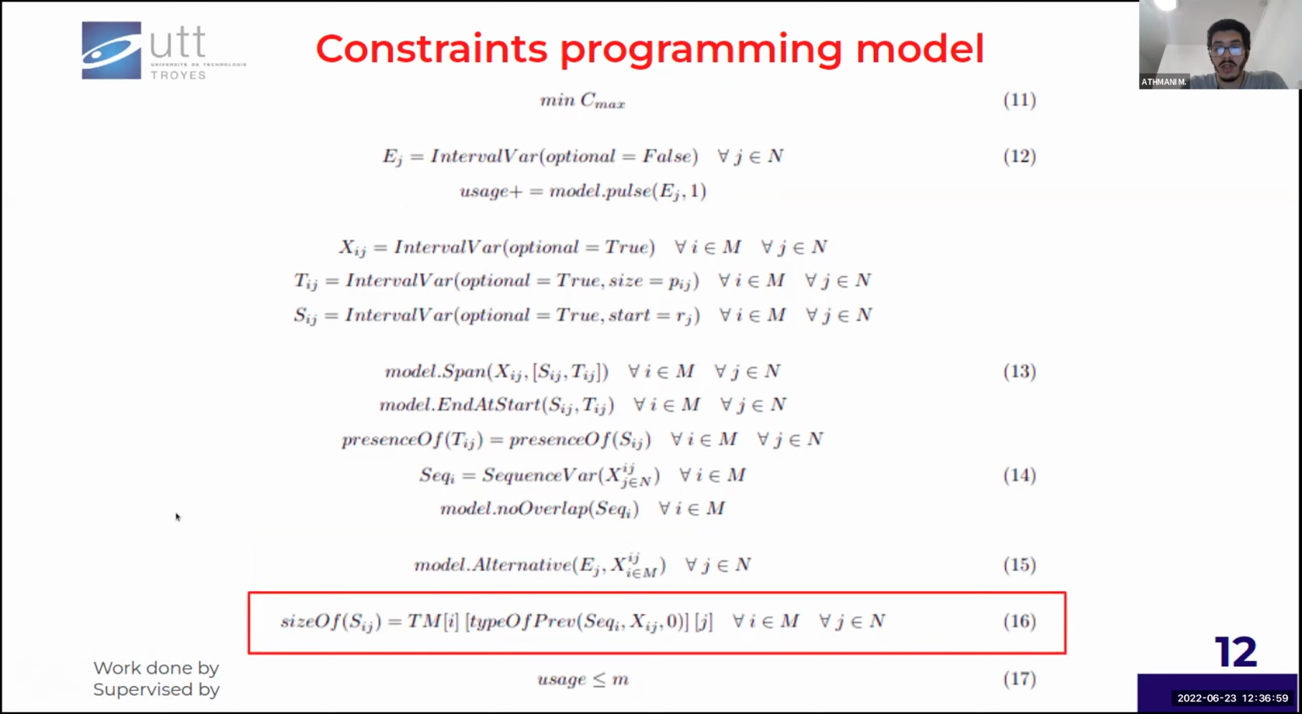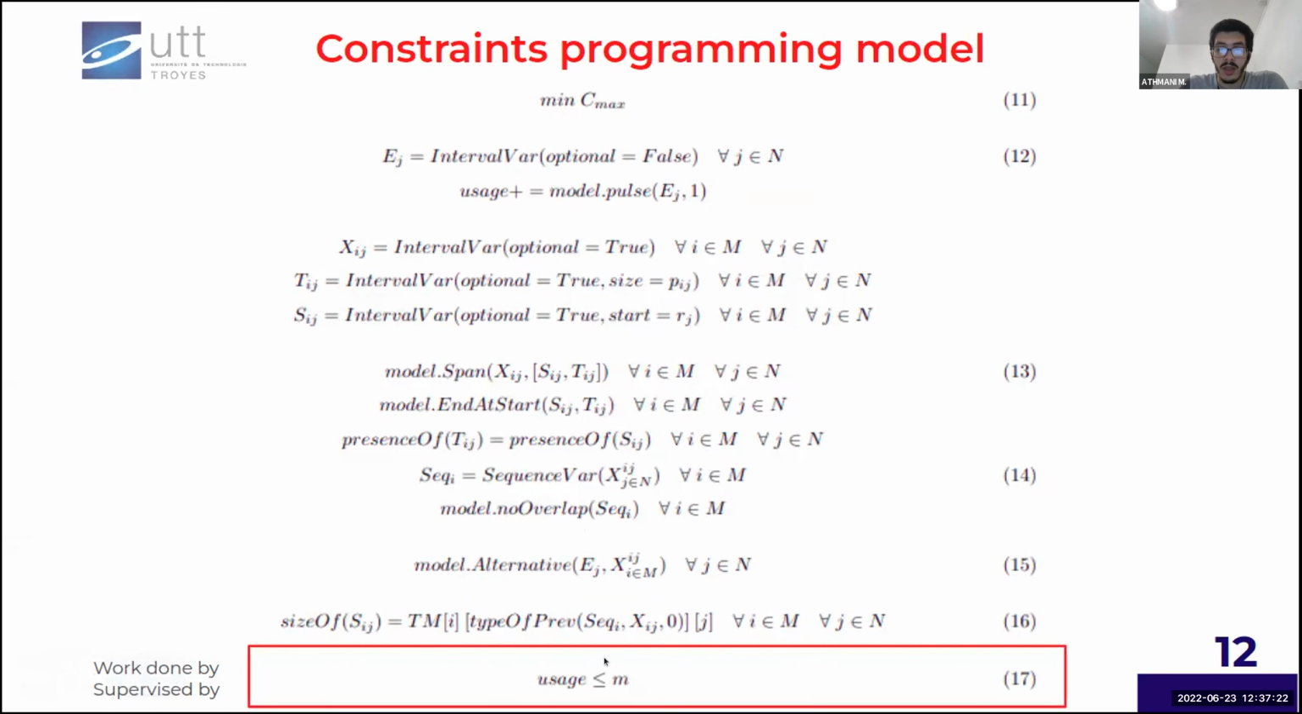The setup time will change according to what comes before the job and what comes after. That's why we added this constraint that gets the type of the previous job, and according to that, it will get the right setup time from the setup time matrix. And a useful cut is that the cumulative function can never exceed the number of machines in our system, because at most we will have M tasks running at time T.